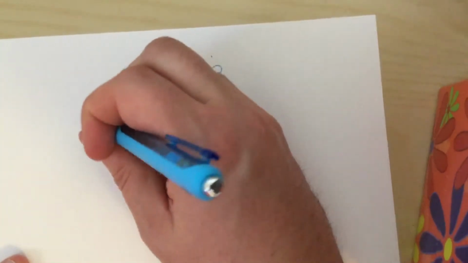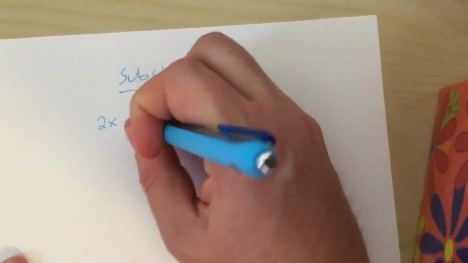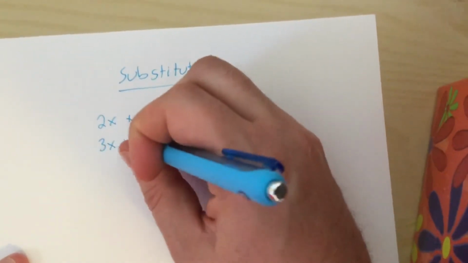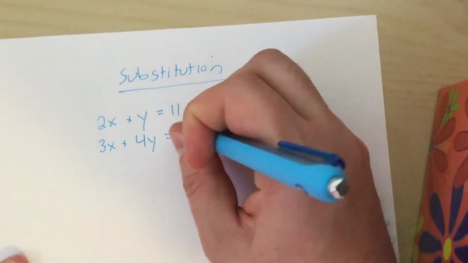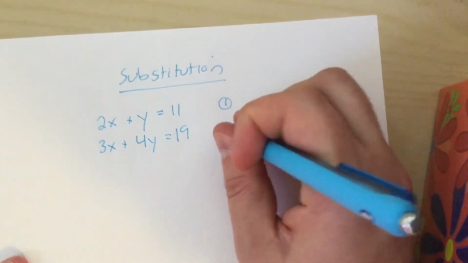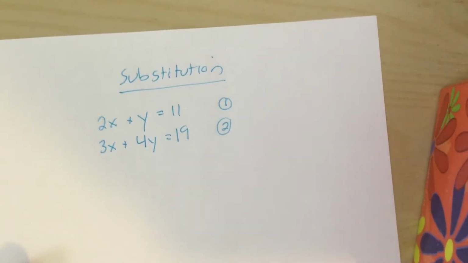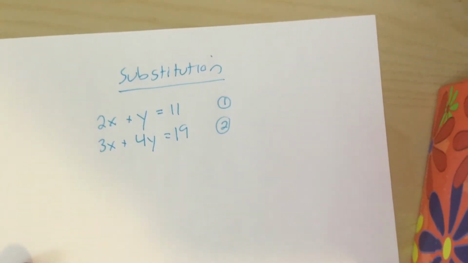Substitution. So our equations were 2x plus y equals 11 and 3x plus 4y equals 19. And remember, I'm going to call that equation 1 and I'm going to call this equation 2. Again, I'm trying to find a solution, which I already told you what the solution is going to be, but we don't know it yet.